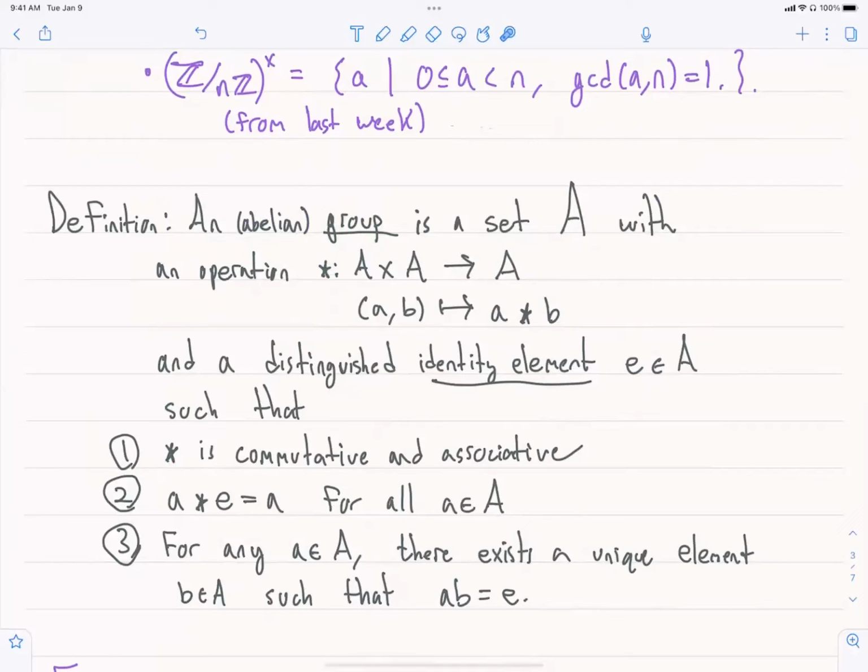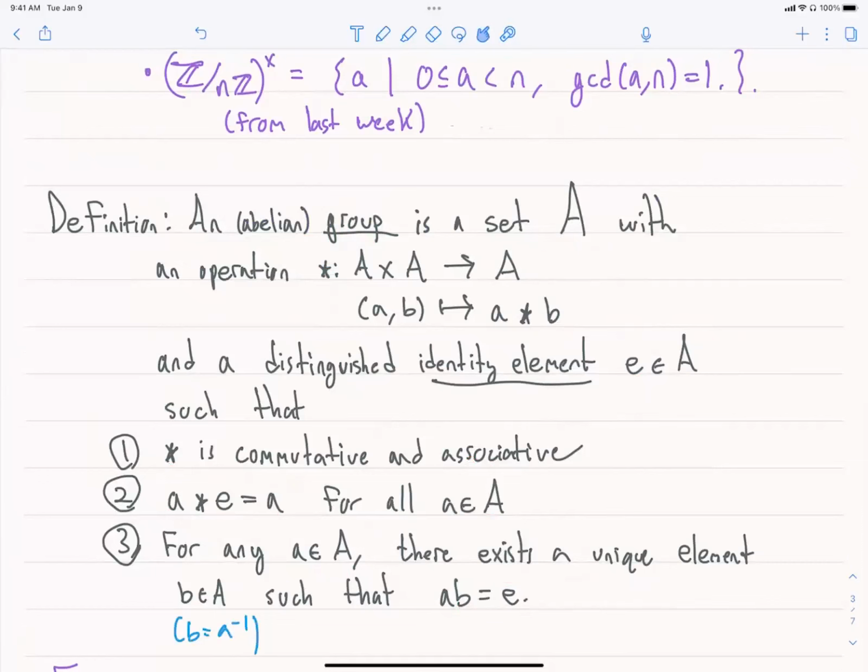Okay, and these should obey the following rules. Star should satisfy the commutative and associative laws. A star E should be equal to A for all elements A. And then for any element A, there should be a unique element B, sometimes written B equals A inverse, such that A star B is the identity element.